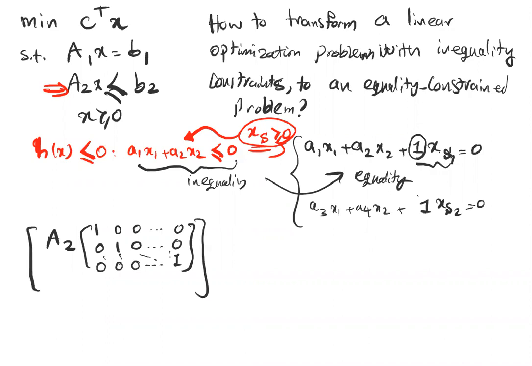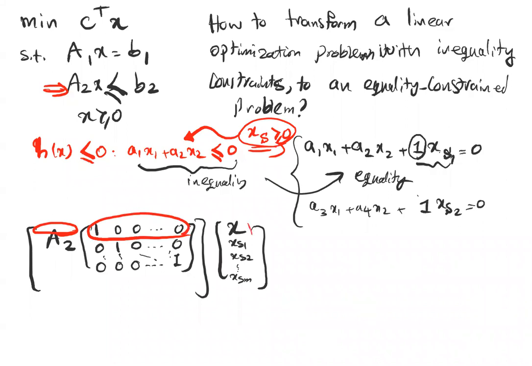And then we multiply this by this new vector of variables x, xs1, xs sub 2, xs sub m. Let's say we have m constraints. So now if I want to expand this, the first row of A2 and this 1 are going to be multiplied by this vector. So it will be row 1 of A2 multiplied by x plus xs1 is equal to 0. That's how we transform these inequality constraints to equality constraints.